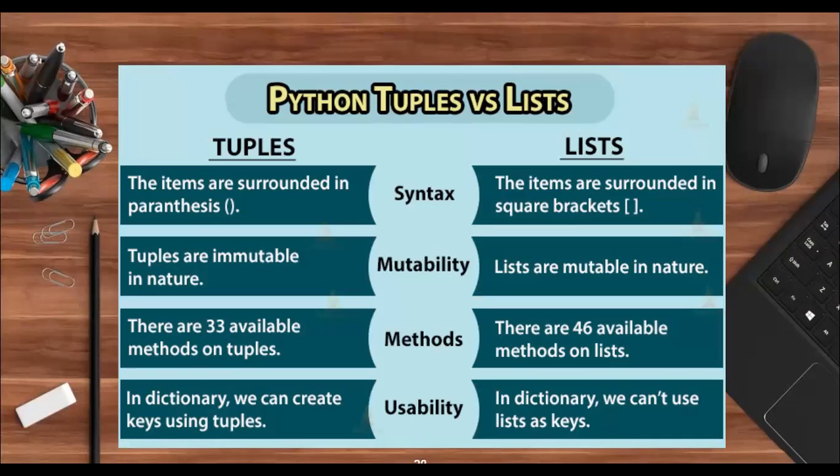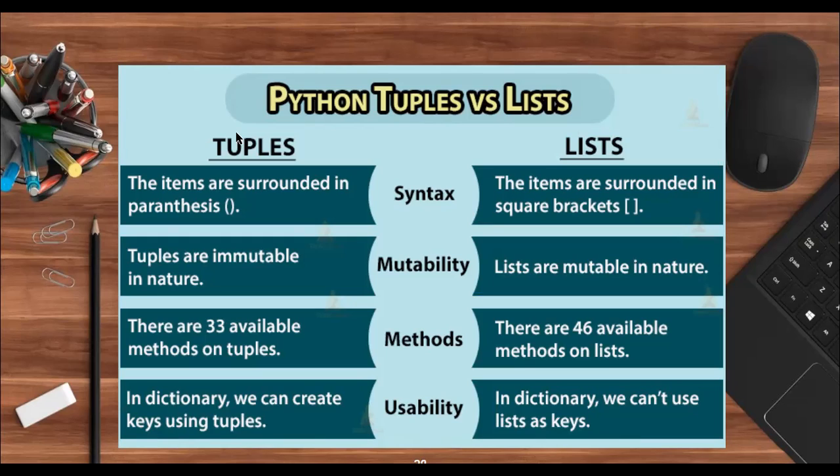Now, we did tuples, we did lists. So what is the difference between the two? Python lists are surrounded by square brackets, and Python tuples are surrounded by parentheses. Lists are mutable in nature, meaning you can change the value in its own memory location. But tuples are immutable, and you cannot change the values in the same memory location. Methods: there are 46 available methods for lists, and only 33 available methods on tuples.